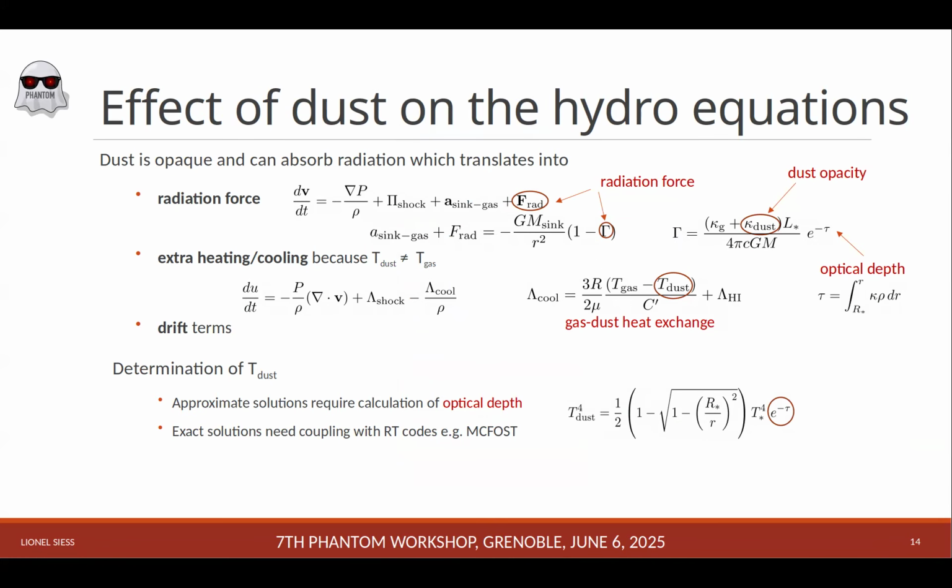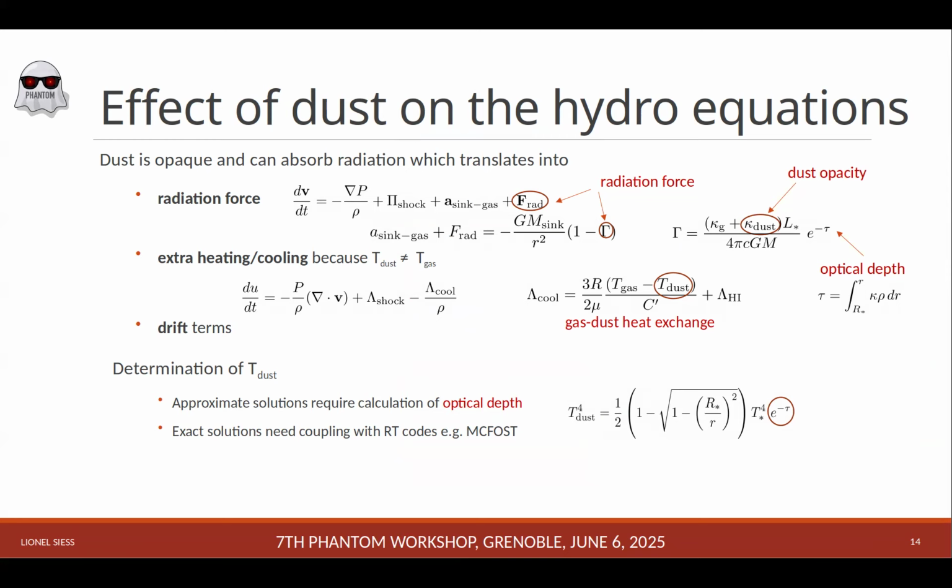Then Jolene also implemented dust in this wind. At the moment, all the simulations I showed did not consider dust. And if you include dust, that also impacts the hydro, because dust is opaque and absorbs radiation, and that can be converted into momentum, and that can accelerate the wind. This is the mechanism to launch those winds in AGB stars. And so you have this radiative force, and if you combine it with the gravitational attraction of the sink, it can be recast into that formula where you see that gamma parameter that I mentioned earlier.